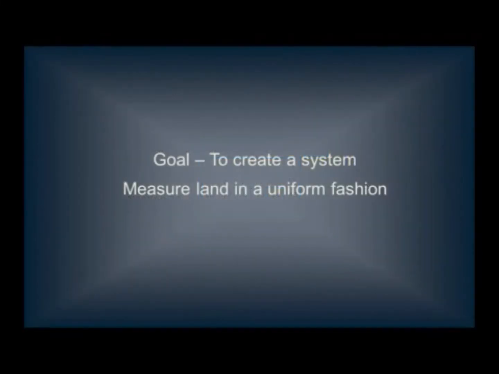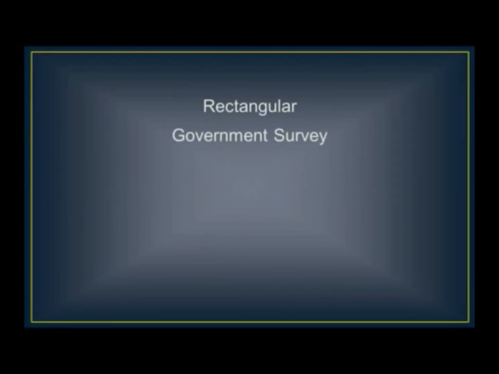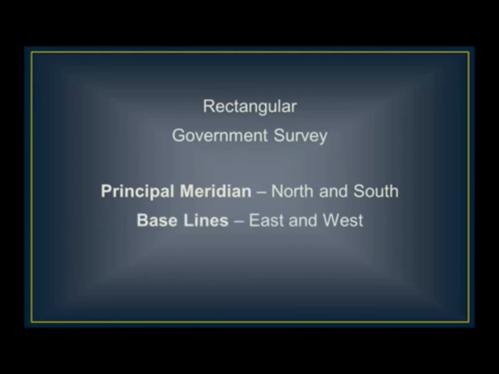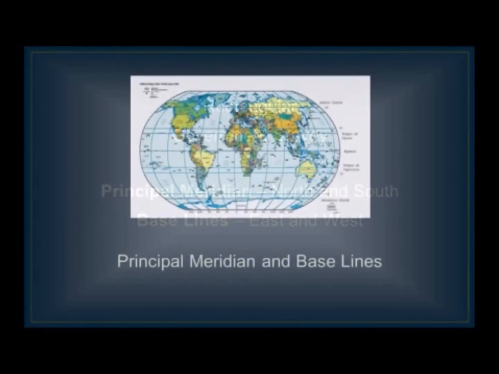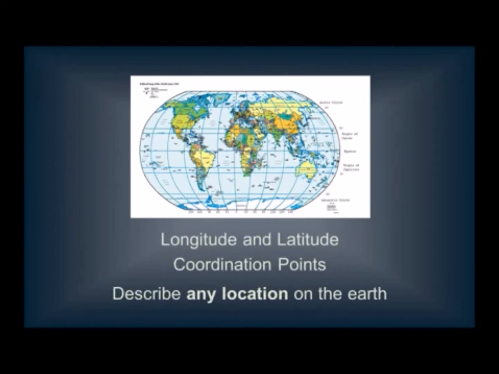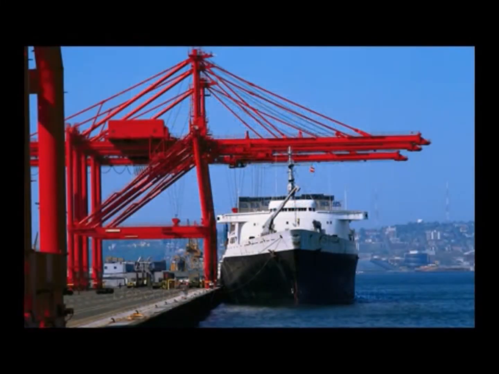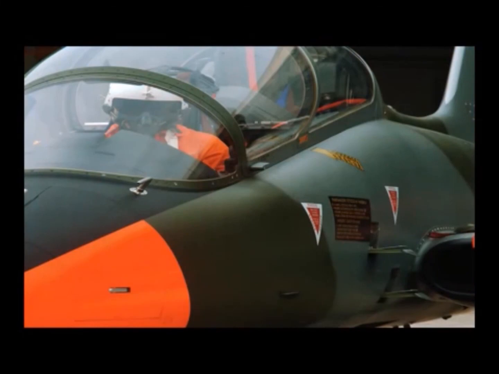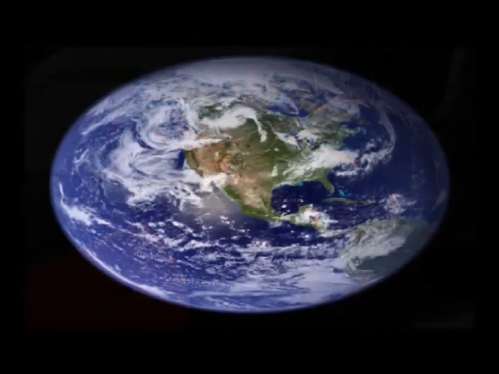Their goal was to create a system that would measure the land in a uniform fashion. The rectangular, or government survey, is based on two sets of intersecting lines known as principal meridian lines, which run north and south, and base lines, which run east and west. Principal meridian and base lines are based on longitude and latitude. Longitude and latitude are coordination points which describe any location on the Earth. If a captain of the ship or a pilot want to specify their position, these are the coordinates they would use.